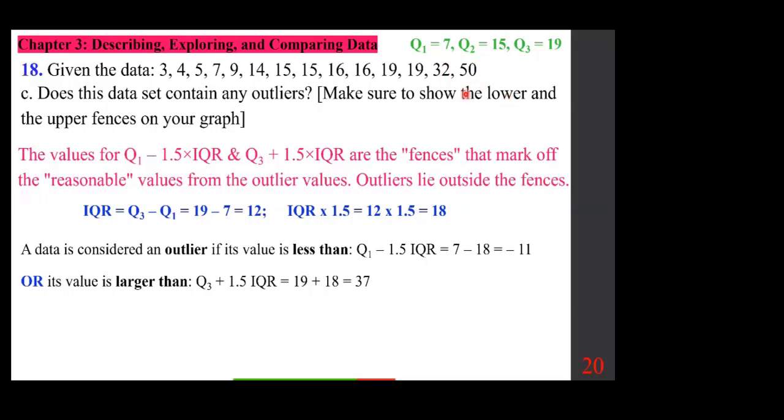However, I want to also give you the idea behind what is known as an extreme outlier. Instead of 1.5 times IQR, they multiplied by 3.